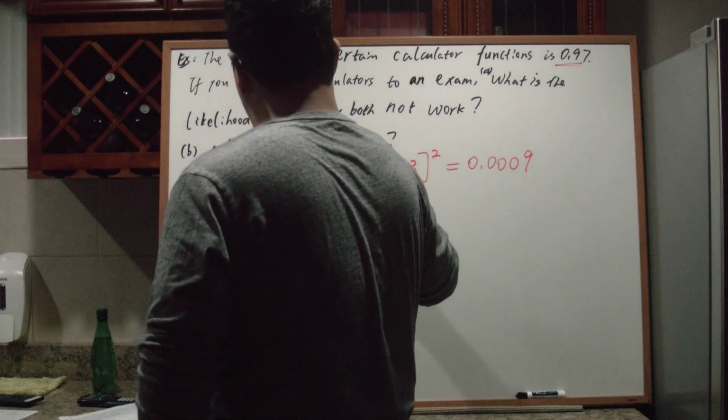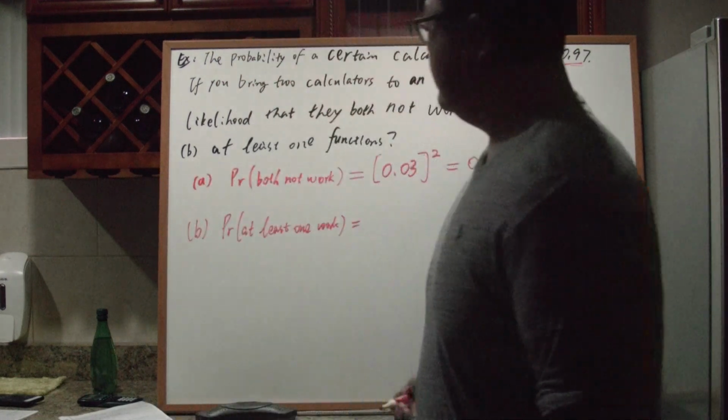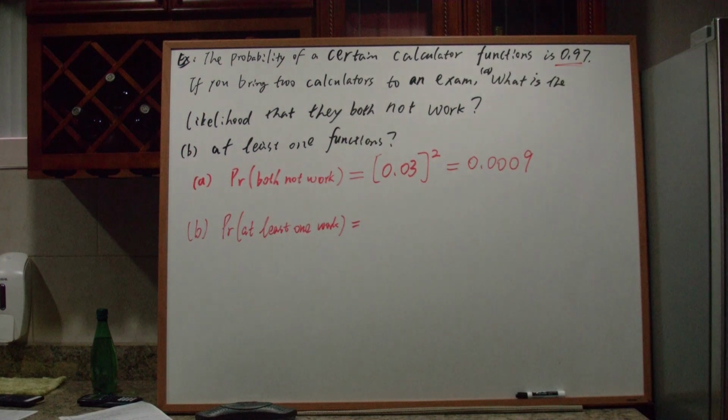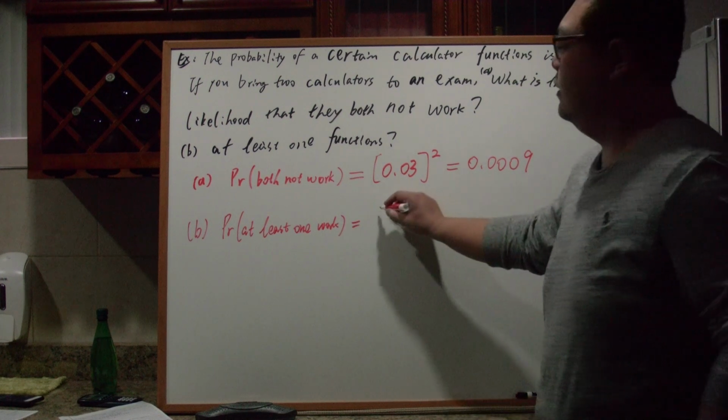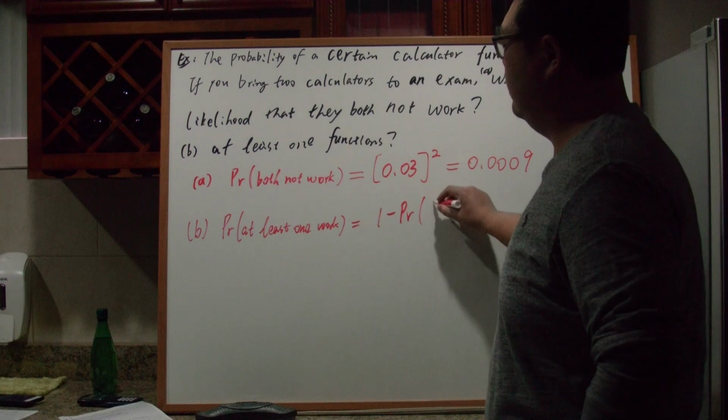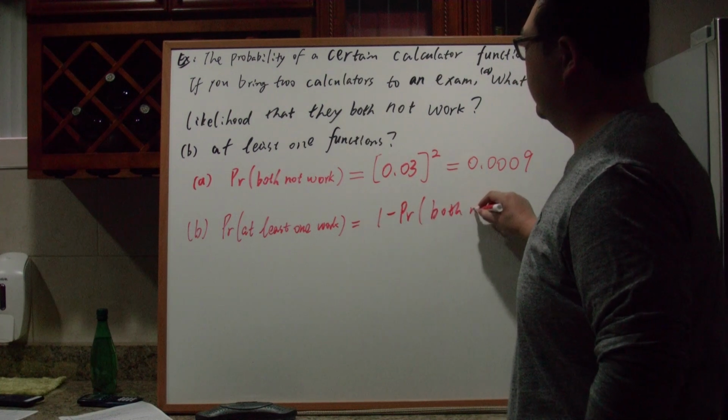And part B, this one is working. That is just simply asking the probability of at least one working. At least one works means, if you separate into cases, intuitively: the first works and the second not, or the first is not working and the second calculator works, or both of our calculators function well. Right? Three cases. But if we do the complement, that will be 1 minus the case that they both do not work.